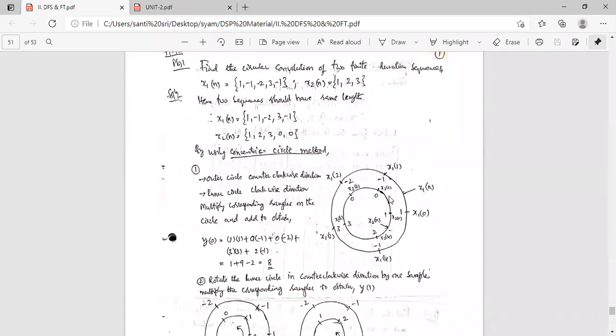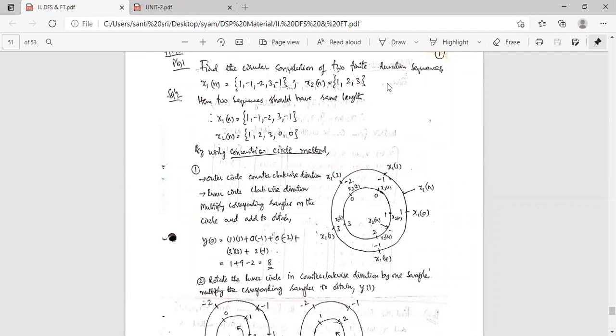Circular convolution. By doing the problem, we can understand this concept. See this problem: find the circular convolution of two finite duration sequences x1 of n equal to 1, minus 1, minus 2, 3, minus 1 and x2 of n equal to 1, 2, 3. Here two sequences are given.